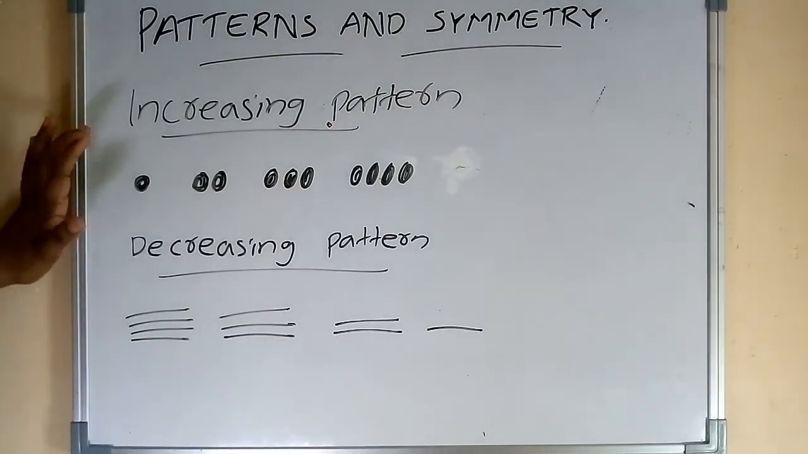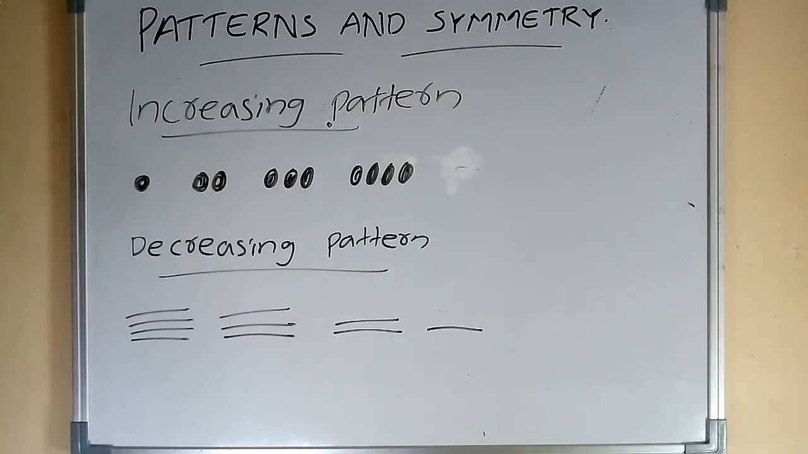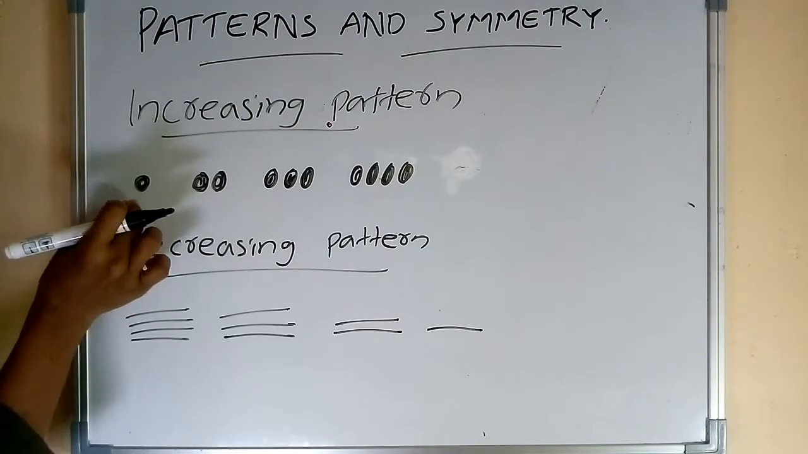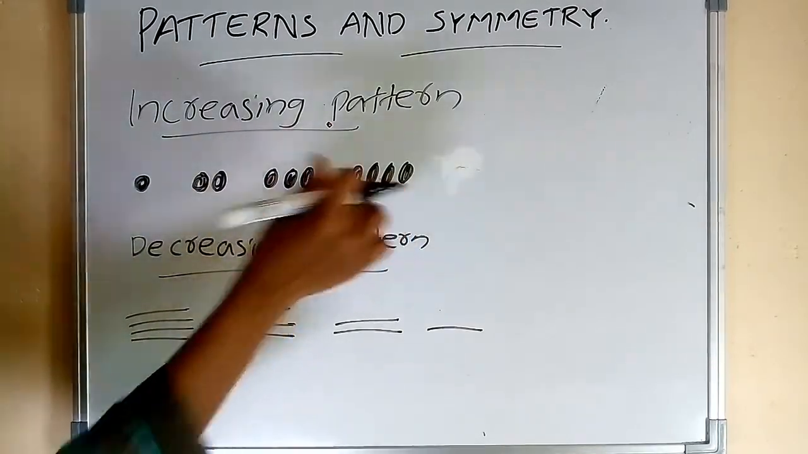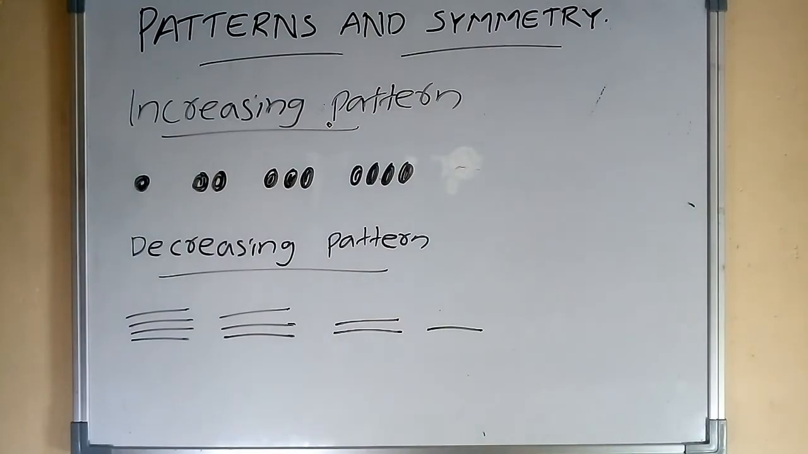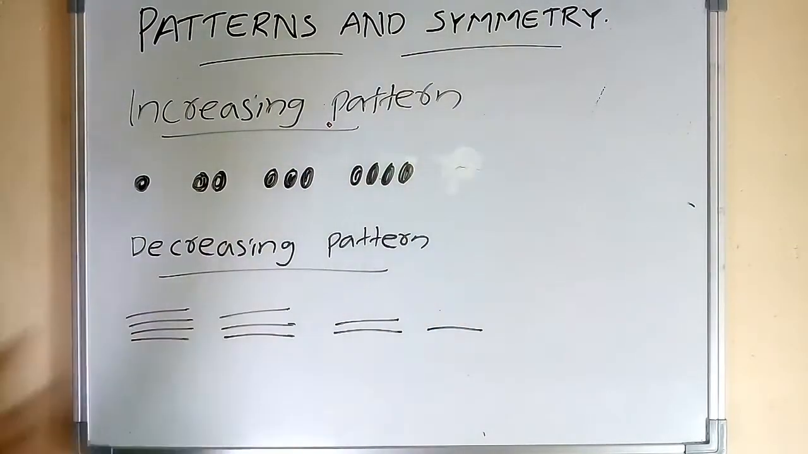Next topic is increasing pattern. That means the pattern is increasing. Look at the example: 1 dot, 2 dots, 3 dots, 4 dots. That is, this pattern is increased by 1 dot. So, it is an increasing pattern.